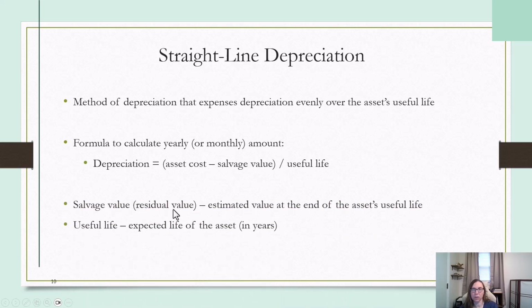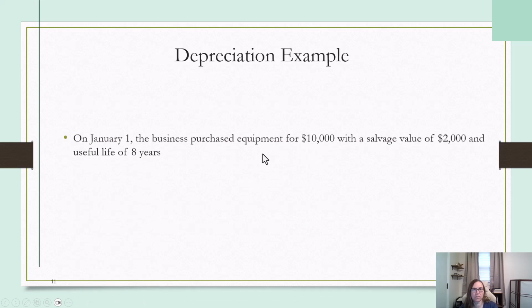Salvage value is also called residual value. It's the estimated value at the end of the asset's useful life. And then useful life is the expected life of the asset, usually in years. Sometimes you can calculate this per month. I'm going to go through an example with this formula.